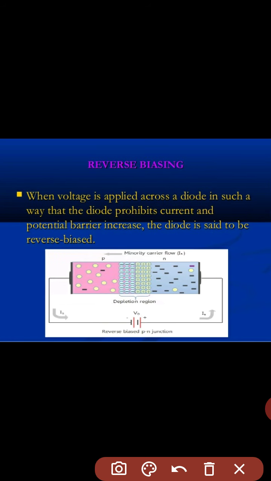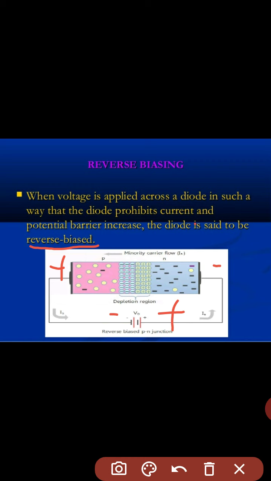So what is reverse biasing? When voltage is applied across a diode in such a way that the diode prohibits the current, meaning current flow is not possible in reverse biasing mode, and the barrier potential increases, the diode is said to be reverse biased. So let us learn about the reverse bias. Here the positive terminal of the diode is connected to the negative terminal of the battery, and the negative terminal, that is the n terminal, is connected to the positive terminal of the battery. Then the diode is said to be connected in reverse bias mode.